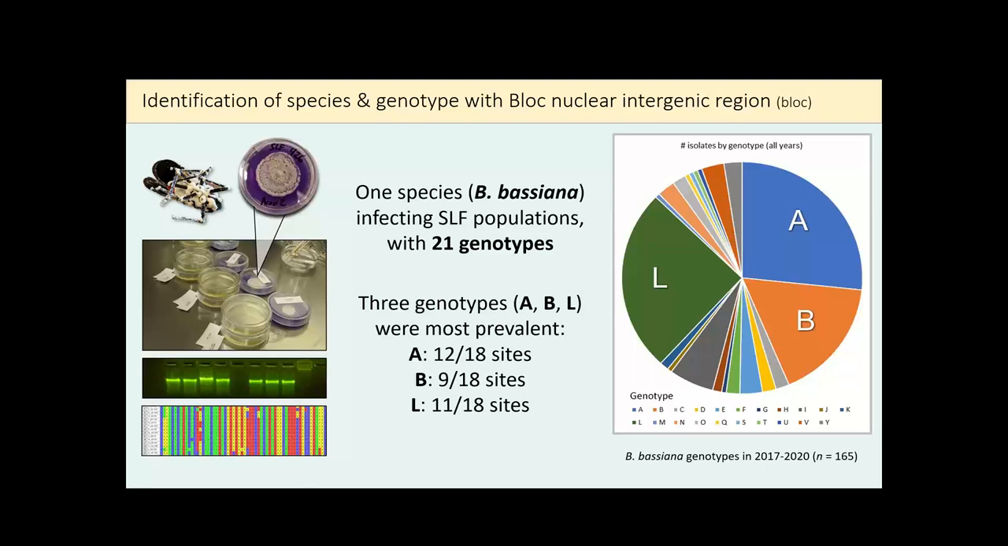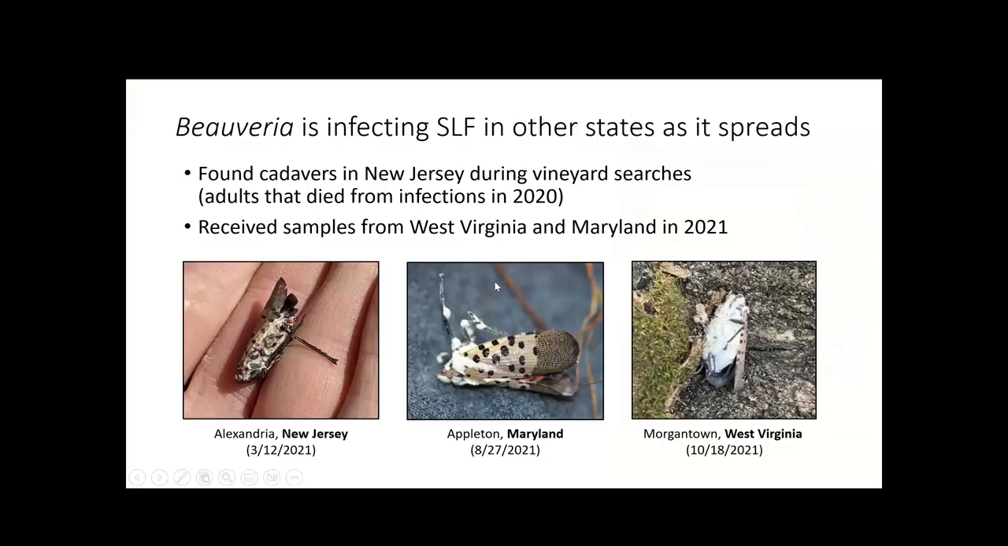I'm not going to be talking about that today. I'm working on that paper. But strains A and L grew pretty well in the lab. They worked as well as the commercial strains, if not slightly better. So there was some excitement there about using these pathogens in the future.